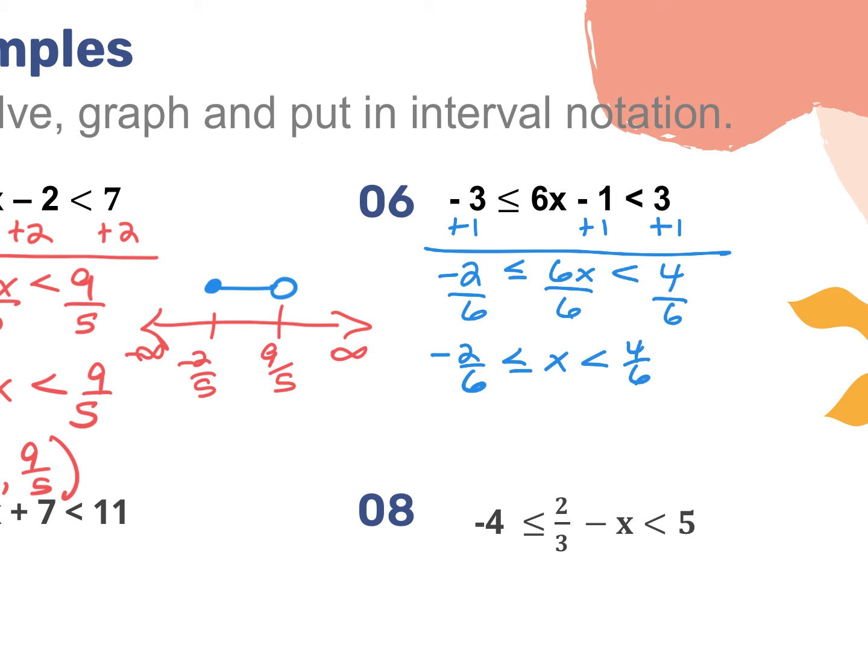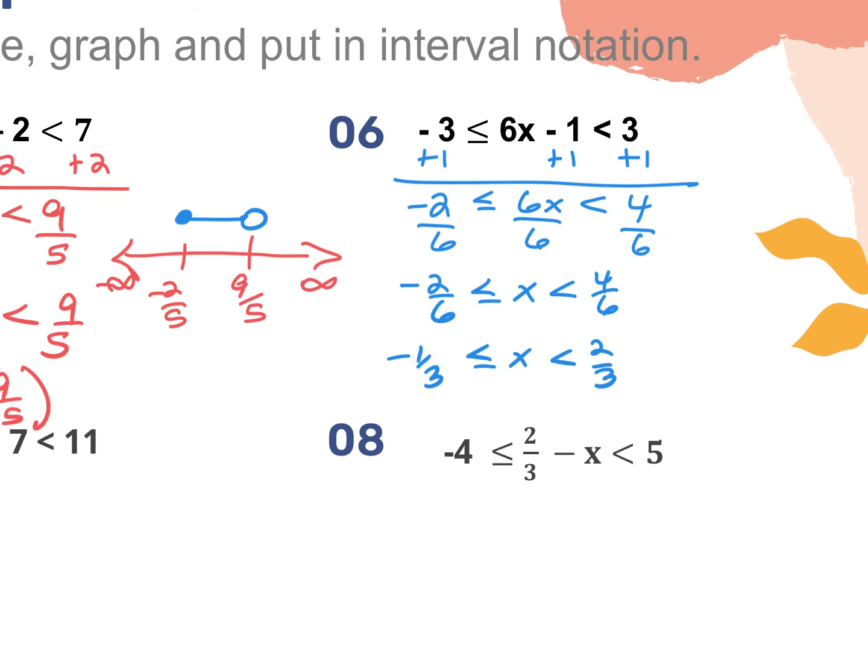I need to reduce these fractions. Negative 2/6 will simplify to negative 1/3. 4/6 will simplify to 2/3. In interval notation, again, it's got different symbols. So the negative 1/3 gets the bracket because it's the less than or equal to, and the 2/3 gets the parentheses because it's just the simple less than.